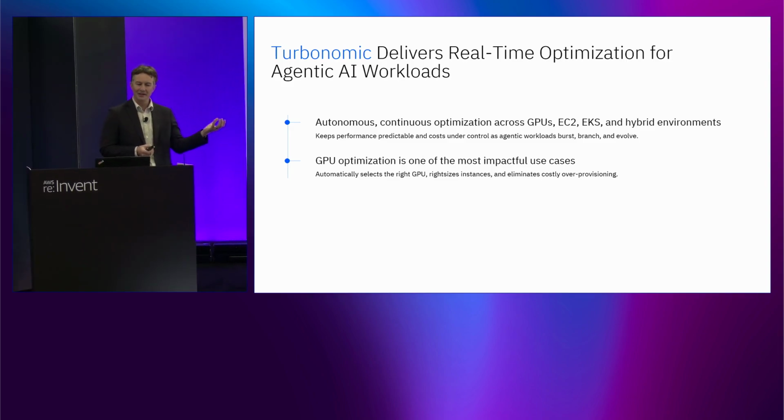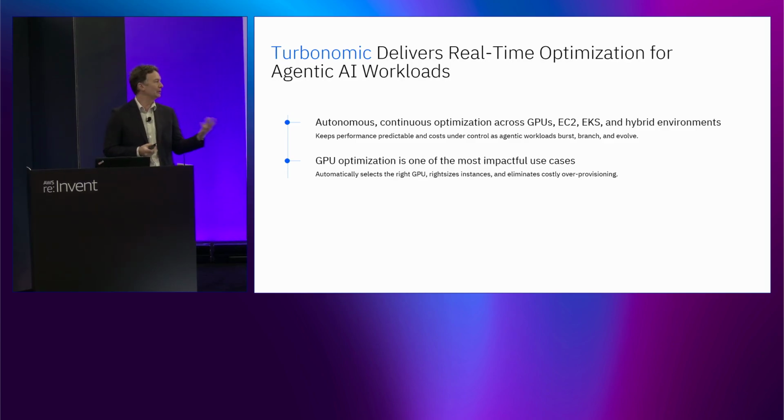So not only will we analyze that information, we'll look at this entire supply chain from the agentic AI app, but also look at the resources that are supporting it and in real time scale up and scale down. And we look across EC2, the GPUs themselves, EKS, and hybrid environments. Of course, AWS, but also if you have on-prem workloads as well or in other public clouds. And as we do this, we make sure we maintain performance and meet your SLOs, but also keep things efficient so cost is under control.